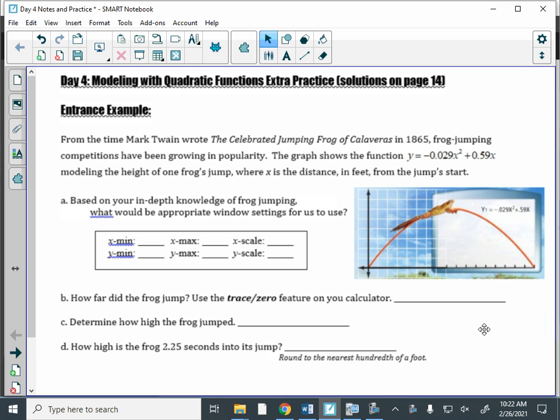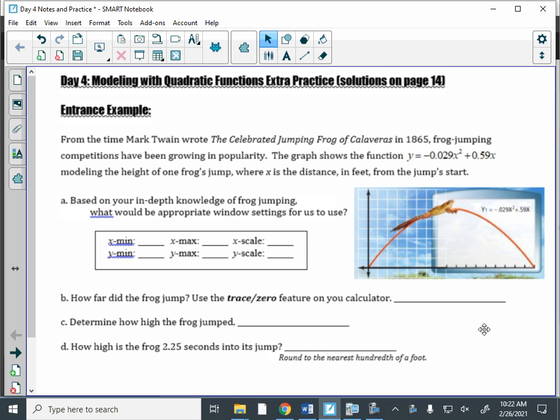So for this example, from the time Mark Twain wrote "The Celebrated Jumping Frog of Calaveras" in 1865, frog jumping competition had been growing in popularity. The graph shows the function y equals negative 0.029x squared plus 0.59x, modeling the height of one of the frog's jumps, where x is the distance in feet from the jump's start.